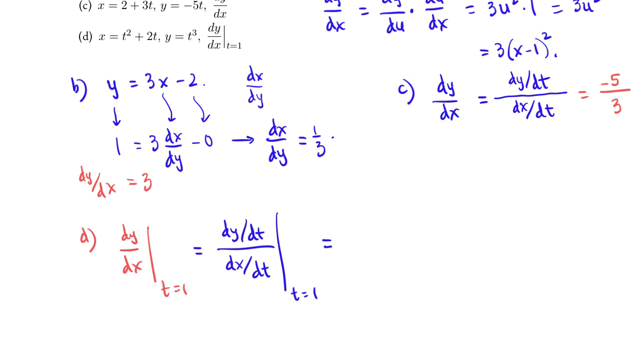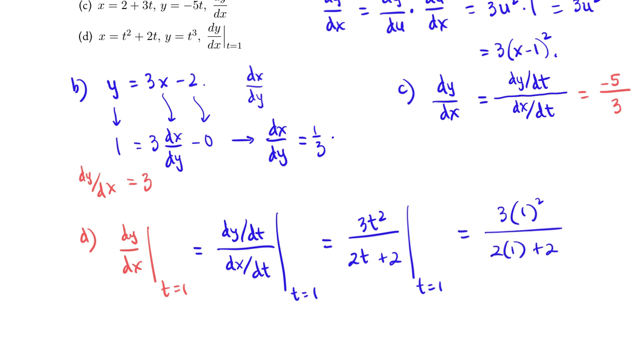But what is dy/dt? It is the derivative of y with respect to t. y is t cubed. The derivative of t cubed with respect to t is 3t squared. Similarly, dx/dt is the derivative of x with respect to t. x is t squared plus 2t, its derivative is 2t plus 2. We then evaluate this at t equals 1: 3 times 1 squared over 2 times 1 plus 2, or 3 over 4.